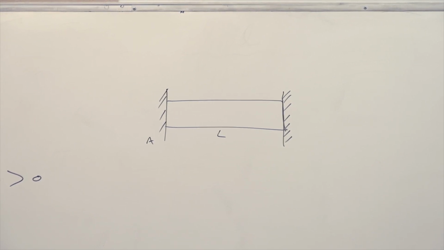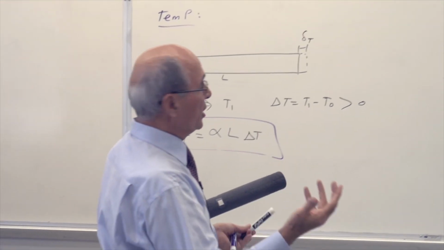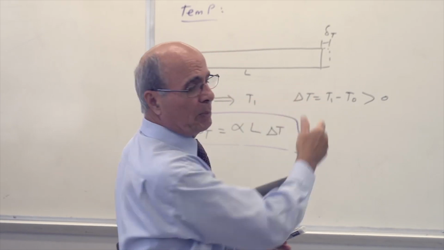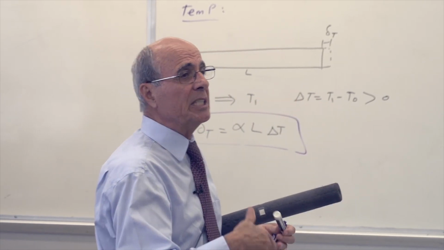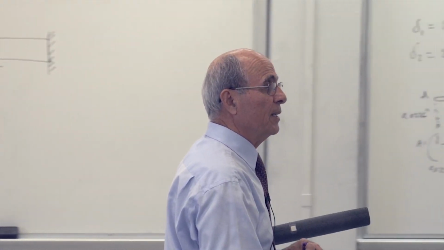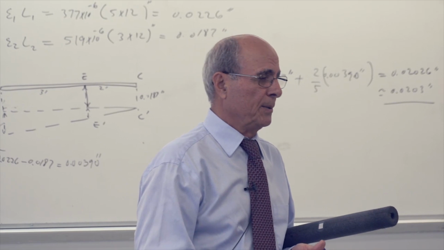So let's say again, we are always for discussion, remember, this could be going larger or smaller, either way. But at this time, we are assuming that delta T is positive. Is that correct or not? So it is increasing the temperature. What's going to happen? If I increase the temperature, what's going to happen to this rod?